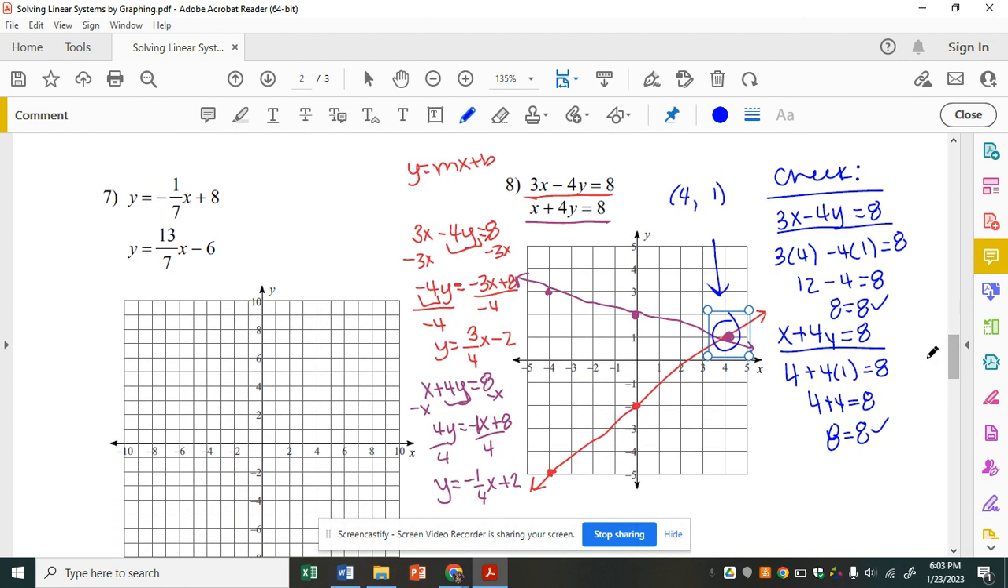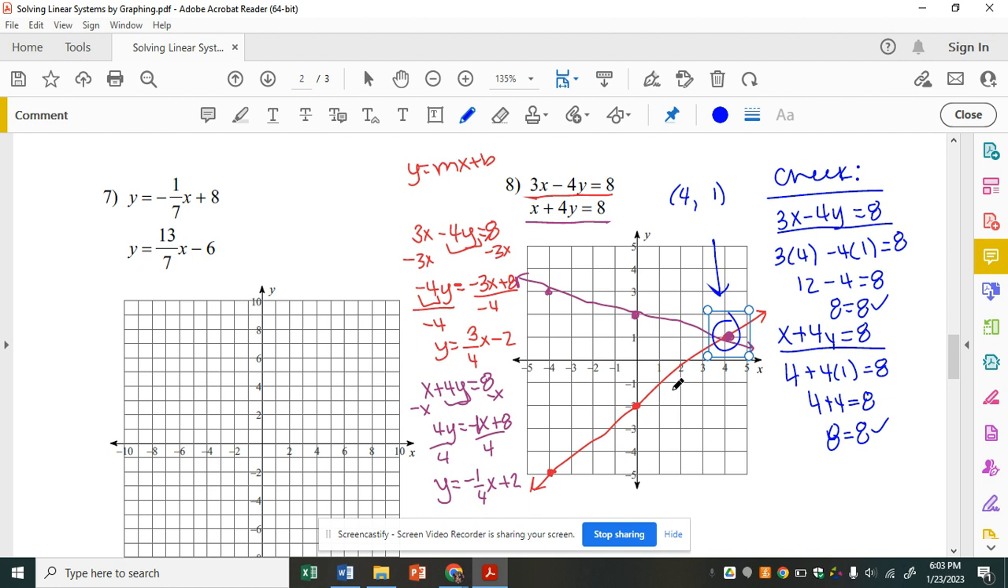But if you need extra help, if you need some more examples, you can go back to the notes from yesterday and look at those examples as well. That could help you. So there are 14 questions on the whole packet. I just did 2 of them with you, so really you only have 12 questions left. For the first 7 of them, you just get to graph them, find the intersection, and then check them. The last 7 is where it's a little bit trickier, where you have to rearrange it, like number 8.